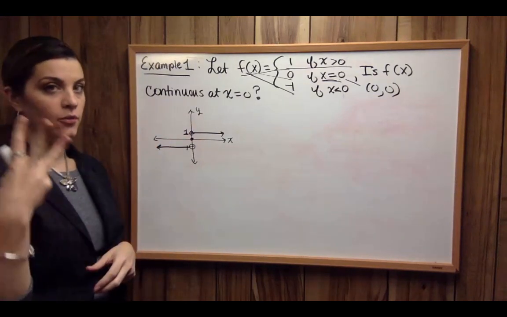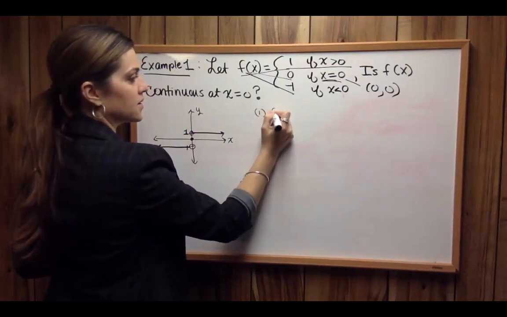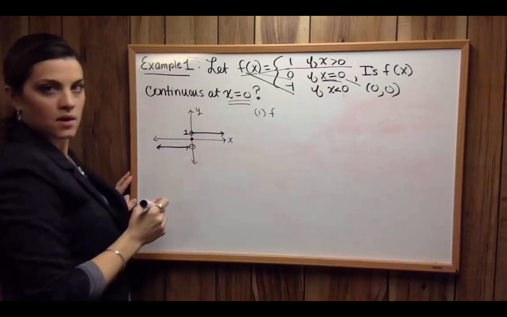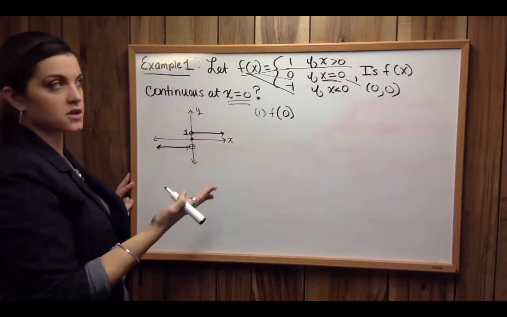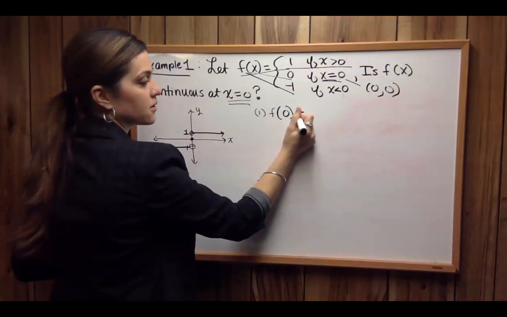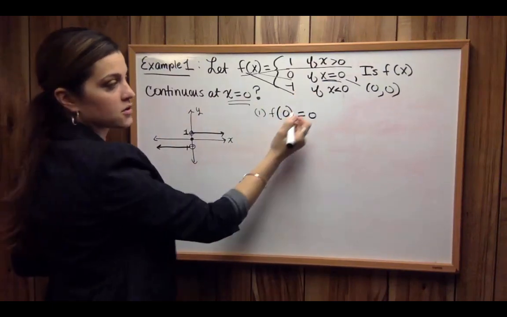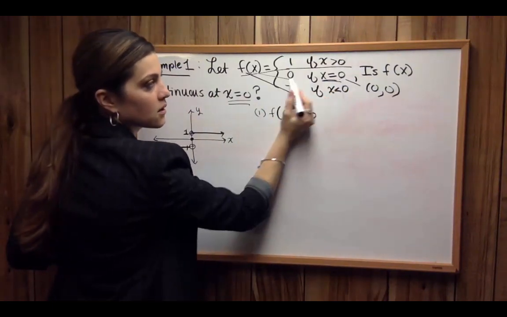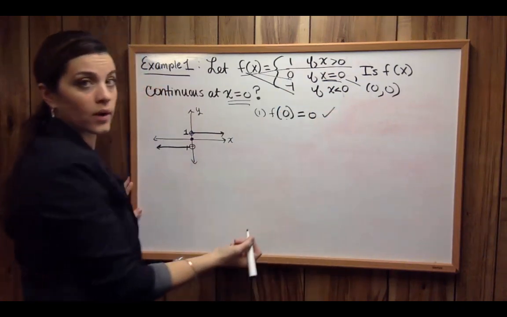So we start by looking at the 3 laws of continuity. First law, does the value at 0 exist? So you're going to substitute 0 into the function. In this case, you could look at the picture. f of 0 is 0. If you didn't draw the picture, you would look at the piecewise function. So at 0, f of x is 0. So a value exists. Great.